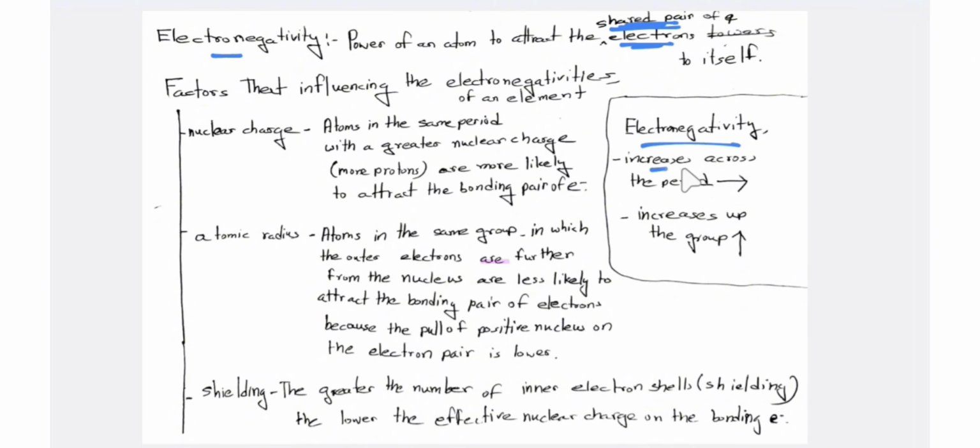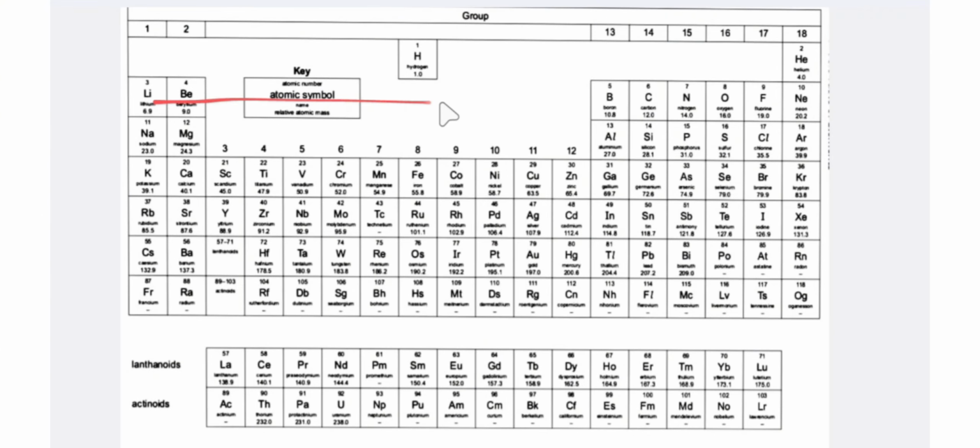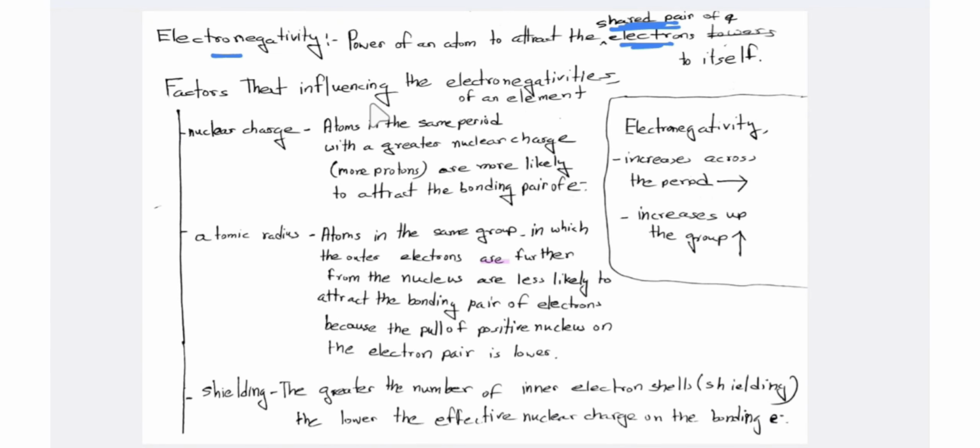And electronegativity increases across the period and increases up the group. So as we go across the period, electronegativity increases, and as we go up the group, electronegativity increases. Then, the factors that influence the electronegativity of an element.